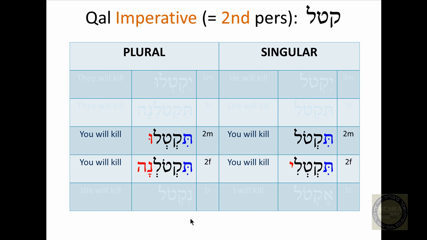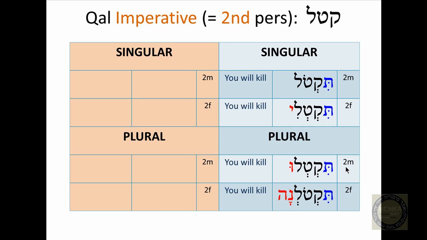Now we're going to focus on the imperative forms, and here are your imperfect starter points right here. And the imperative is going to be built off of these imperfect forms. So here in the singular, second person masculine and feminine, in the imperfect, we'd have tiqtol and then tiqtli. You will kill, you will kill. Well, the imperative form is going to be the same. It's just going to lop off, there, they disappeared, it's going to lop off the prefix.